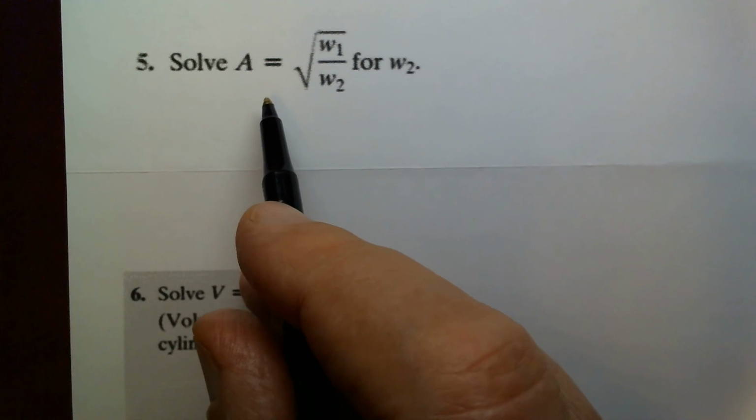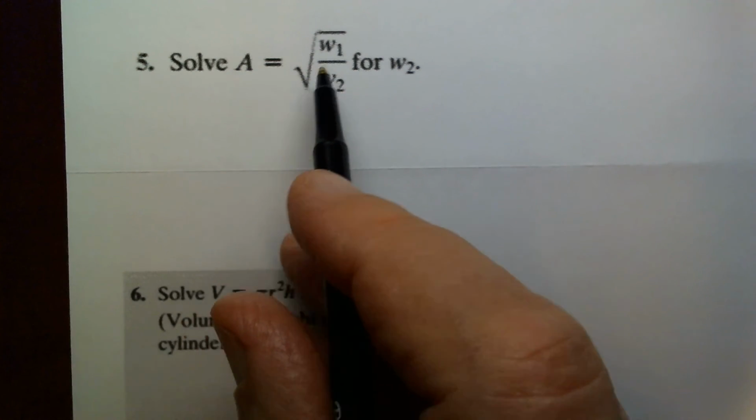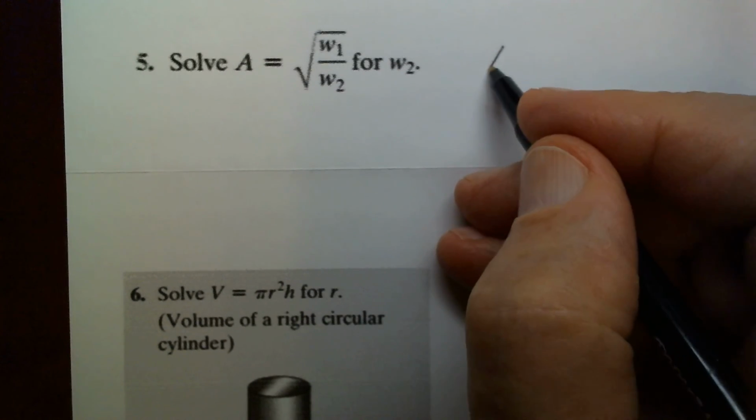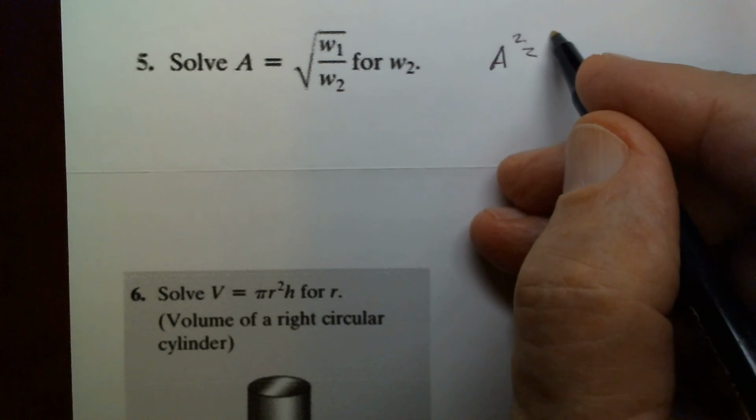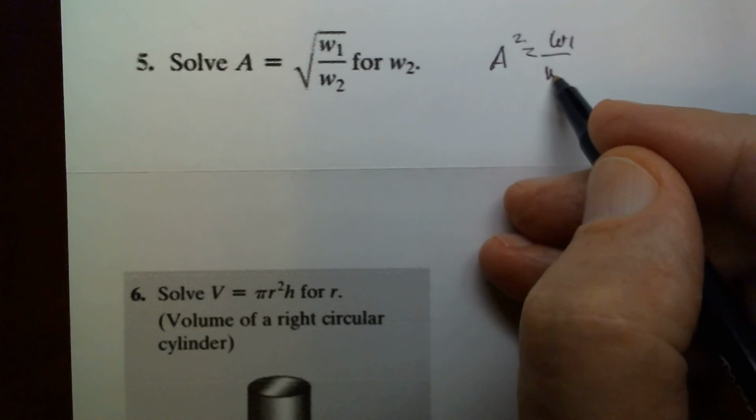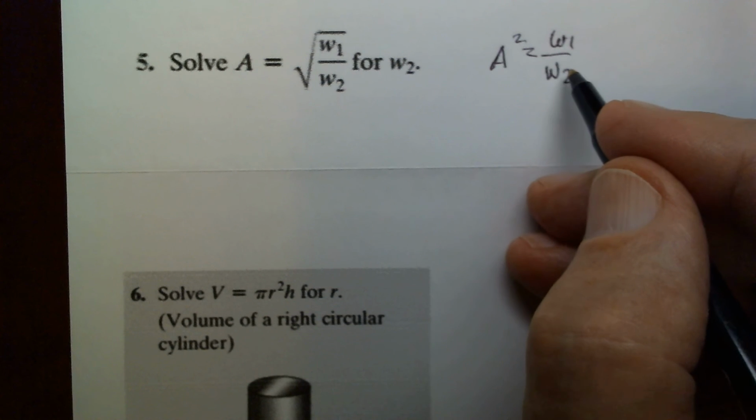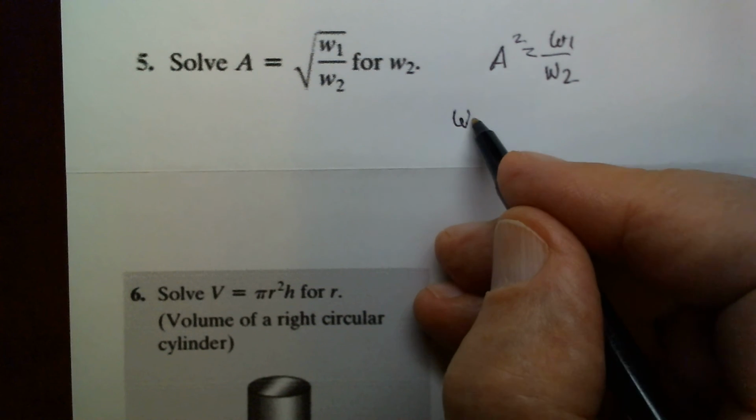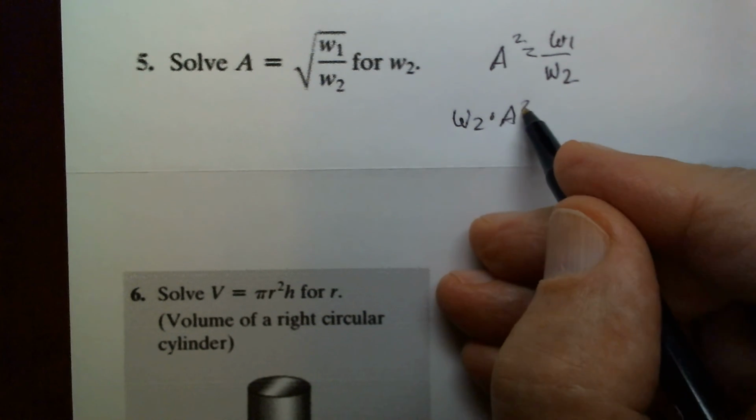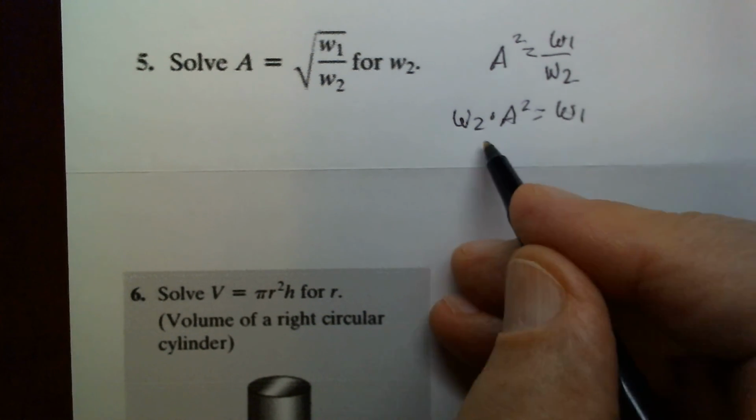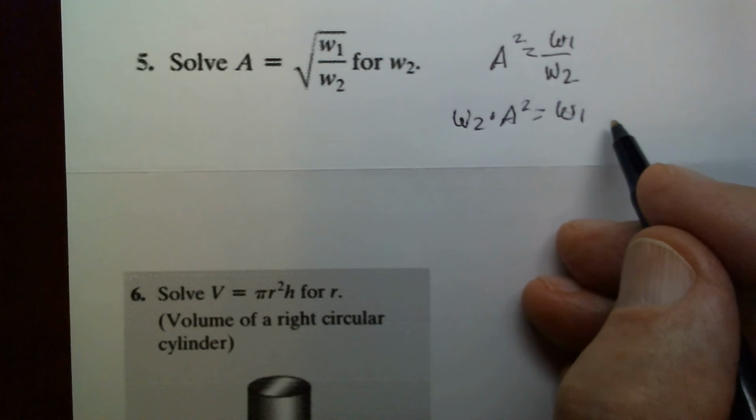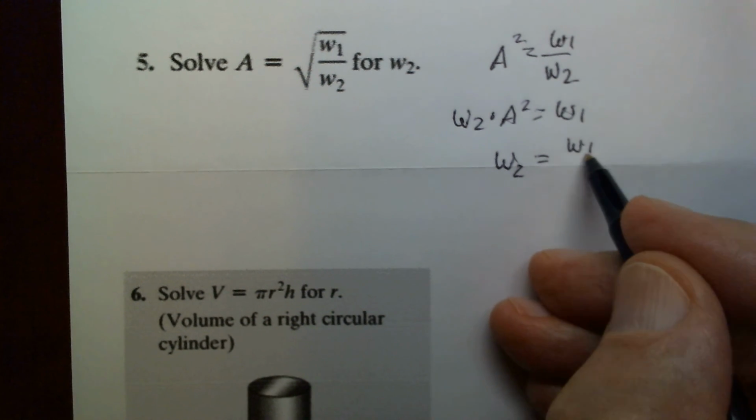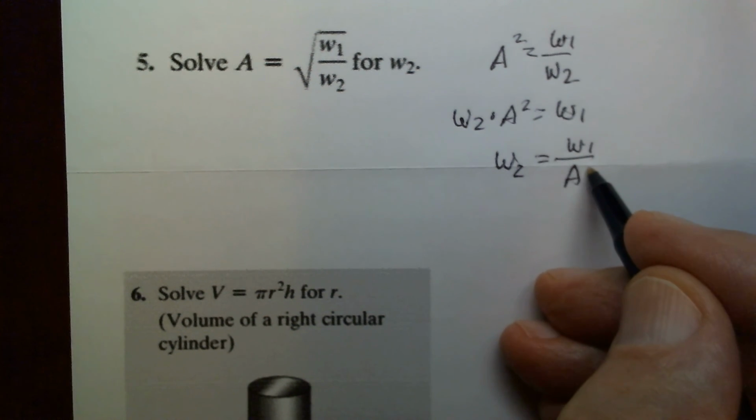In exercise 5, solve this expression for w sub 2 by squaring both sides. We get a squared equals w1 divided by w2. Now we multiply both sides by w sub 2, so we have w sub 2 times a squared equals w sub 1. Now we divide by a squared on both sides, so then w sub 2 equals w sub 1 divided by a squared.